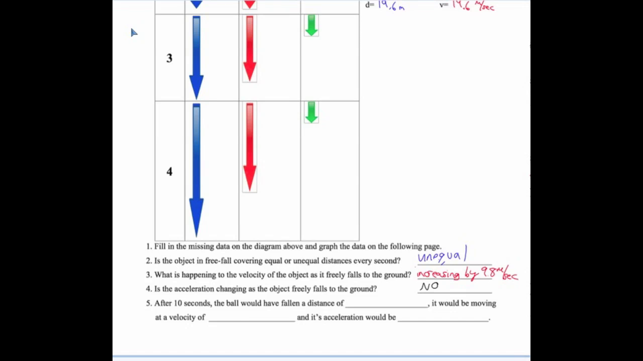After 10 seconds, we use the same math formula, and we have a total distance of 490 meters. The ball is moving at a velocity of 98 meters per second, but the acceleration remains 9.8 meters per second squared.